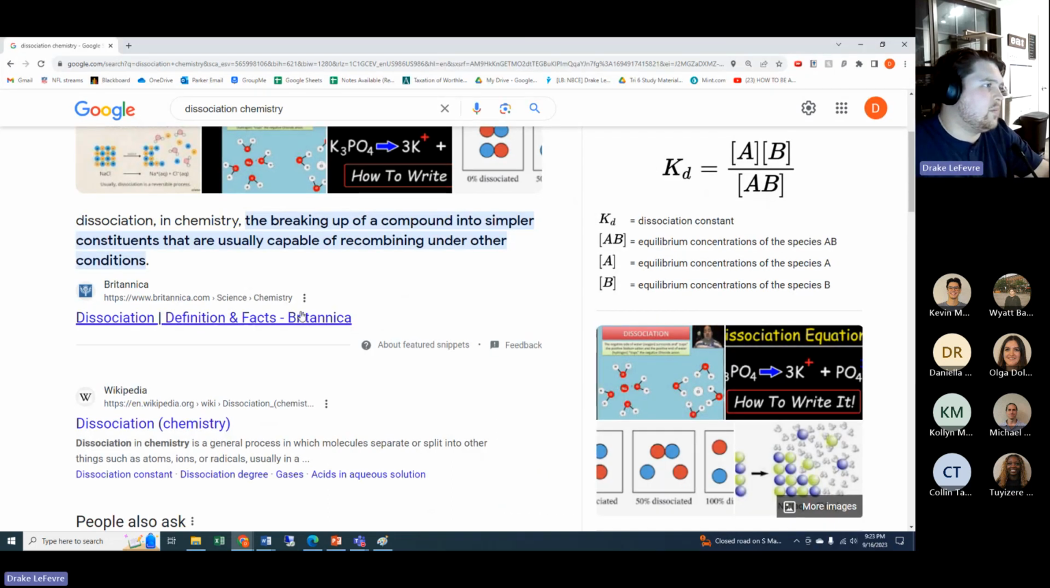So dissociation, we're talking about the breaking up of a compound into simpler parts that are usually capable of recombining under other conditions.